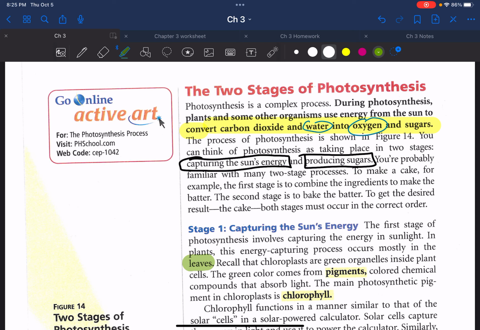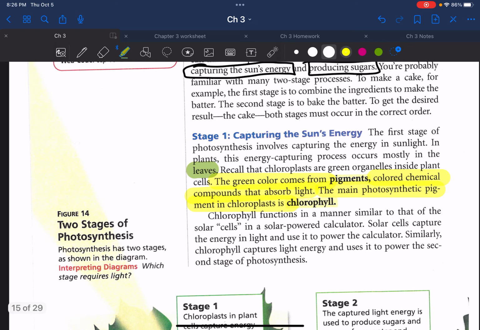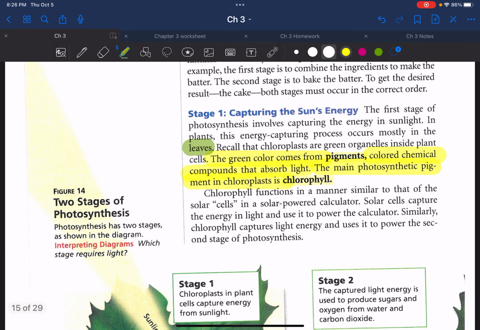The green color comes from pigments. I'm going to highlight that. The green color is coming from things called pigments. Pigments are colored chemical compounds that absorb light. The main photosynthetic pigment in chloroplasts is chlorophyll. Chlorophyll functions in a manner similar to that of the solar cells in a solar-powered calculator. Solar cells capture the energy in the light, and they use it to power the calculator. Similarly, chlorophyll captures light energy, and uses it to power the second stage of photosynthesis.